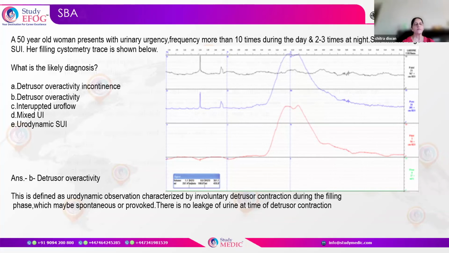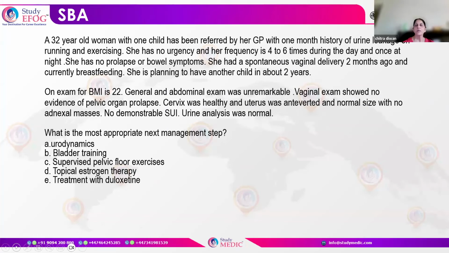Another question would be like, you have this 32-year-old woman with 1 child, referred by her GP because she has a history of urinary leakage whenever she is exercising. No other symptoms. Frequency 4 to 6 times during the day, once at night. No prolapse, no bowel symptoms. She had a delivery 2 months ago. She's breastfeeding the baby and she's planning for another child in 2 years' time. Her BMI is 22. General abdominal examination is unremarkable. On vaginal exam, no evidence of prolapse. Cervix is healthy, uterus is anteverted. There is no demonstrable stress urinary incontinence. Urinary analysis was normal. So what is the most appropriate next step?